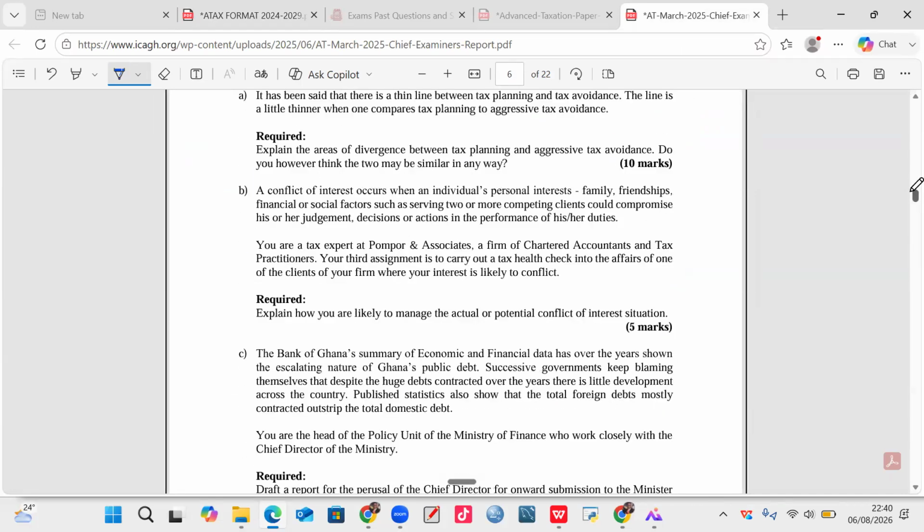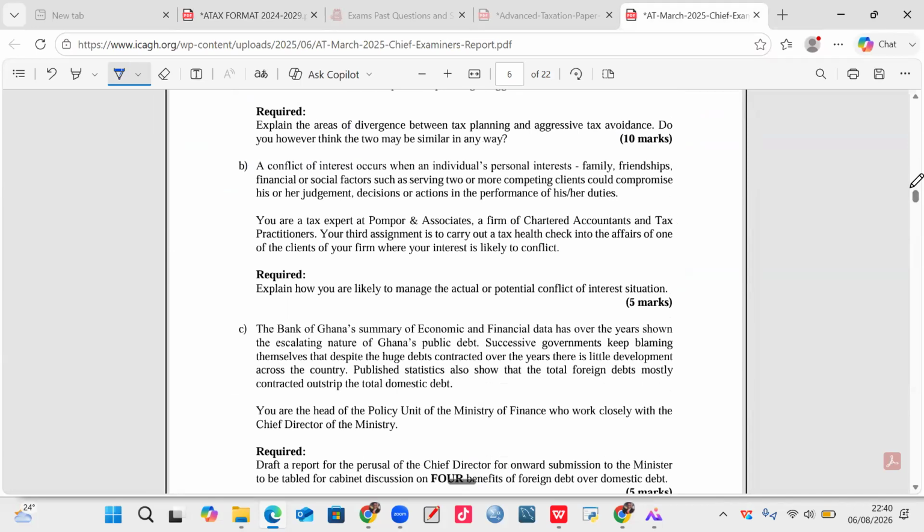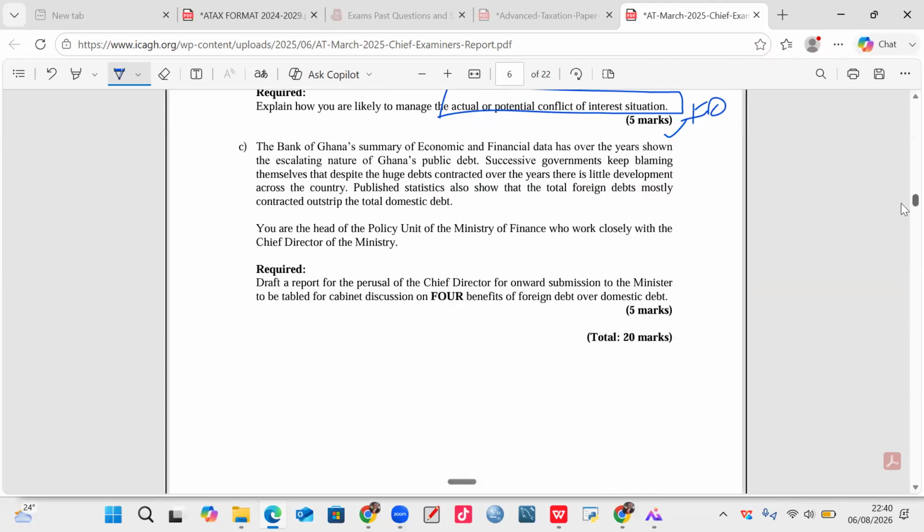Okay, this is March 2025. Let's see question 3. Requirement: explain how you are likely to manage the actual potential conflict of interest. Question 3A, 5 marks. Where is it coming from? It's coming from fiscal policy. That's it. Then the other one is 5 marks. Draft a report for the proposal of over the submission, cabinet discussion on 4 benefits of foreign debts, also fiscal policy. So if it's fiscal policy, then this one will be different.